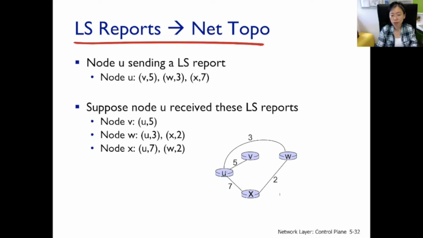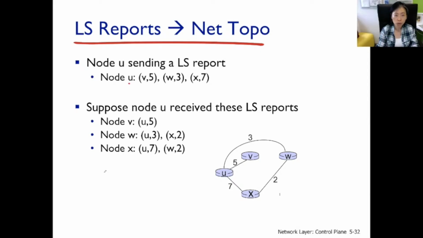So each of these nodes, U, V, W, X, is going to broadcast their link state report, and every node in the network is going to receive its own local information and every other node's link state report. Therefore, node U here is going to receive the link state reports from V, W, and X, which we know already look like this. The way to restore the network topology is this.